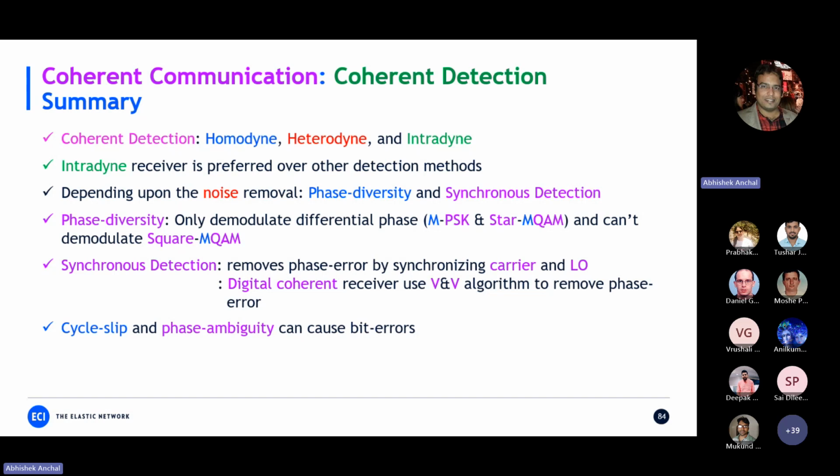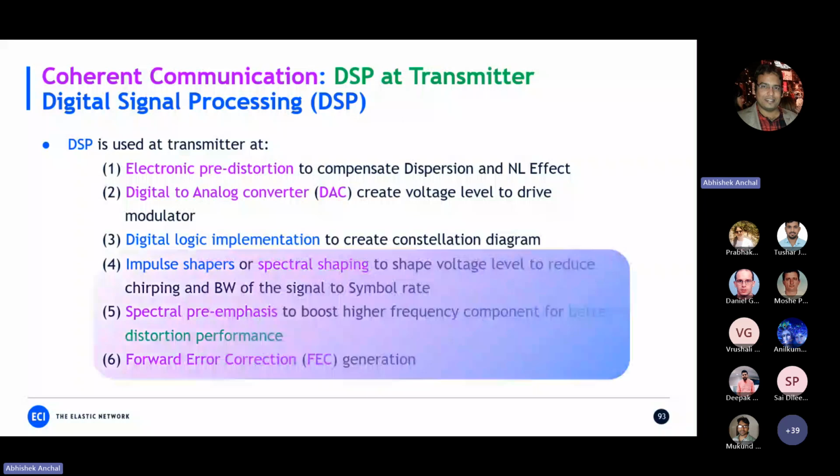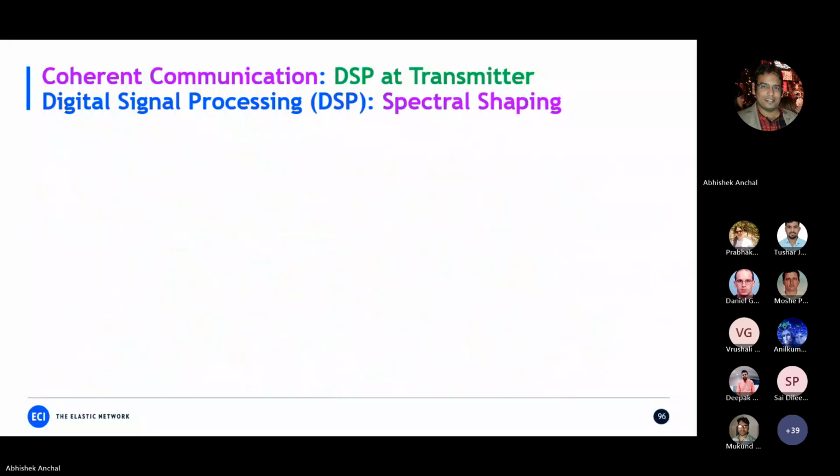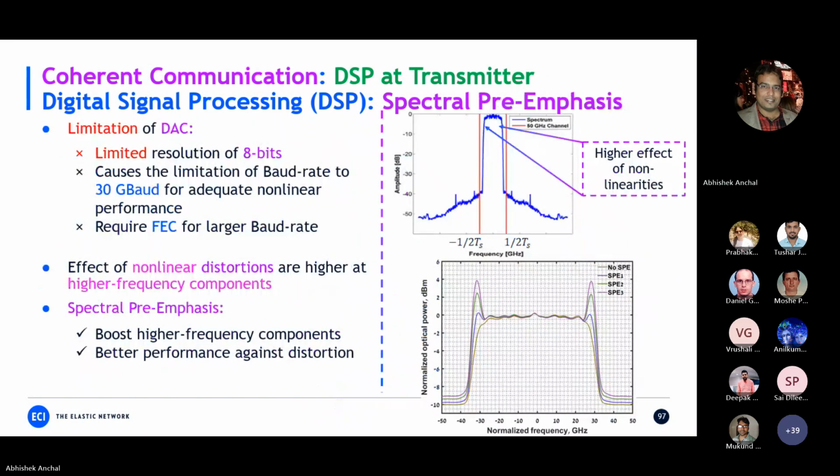Okay, so the first one, you're asking about the spectral pre-emphasis. I don't have the slides for that, but maybe in the next session I will add some slides on the DSP in the transceiver. Let's see if I have something like that. Yeah, basically spectral shaping. Like here you can see the spectral shaping.